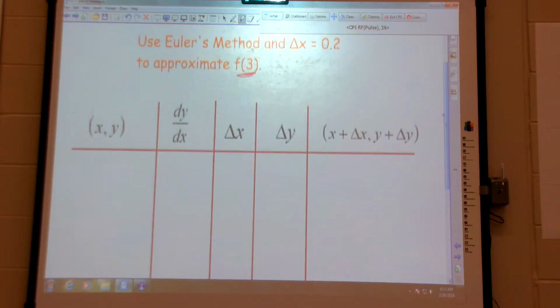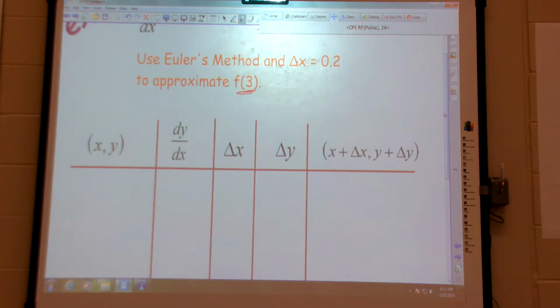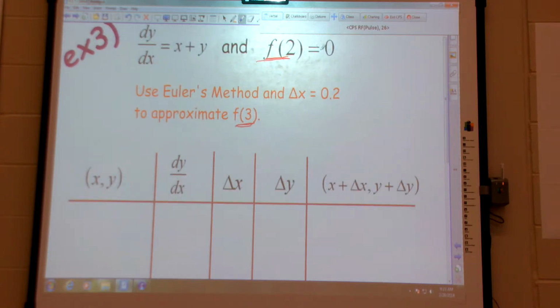So, my point. I was given the point (2, 0), so that's what I'm going to start with. That's my initial point. Now, the slope at this point. I plug them in. What is my slope? 2. Does anyone follow that? My step size, like I said, I'm told here. You don't have to be told. Usually you pick a step size of 0.1 or 0.2 or something close.